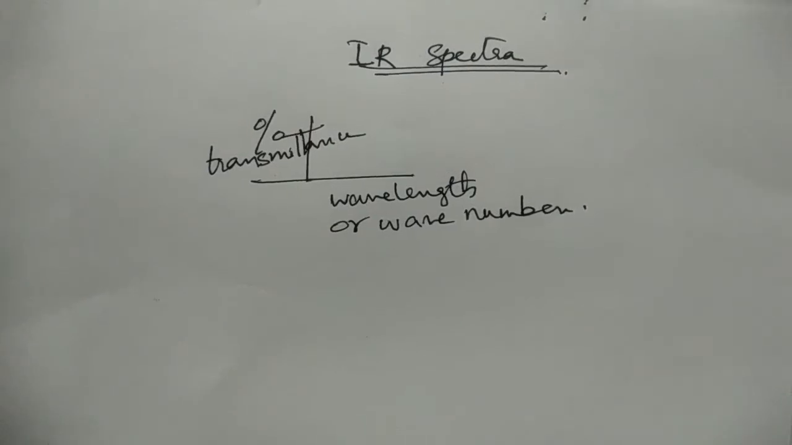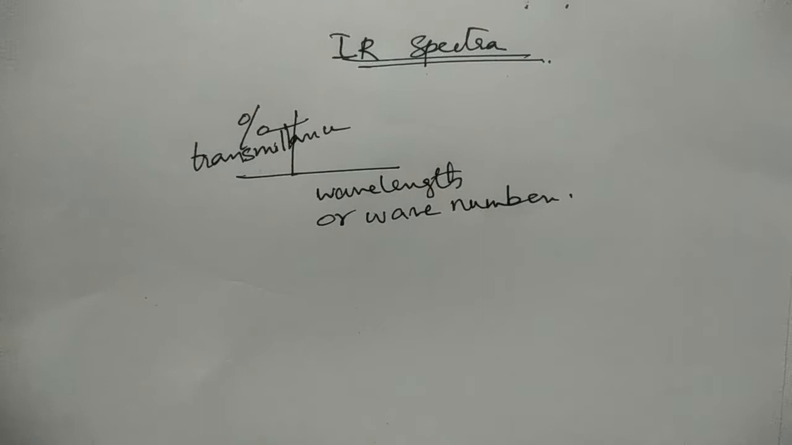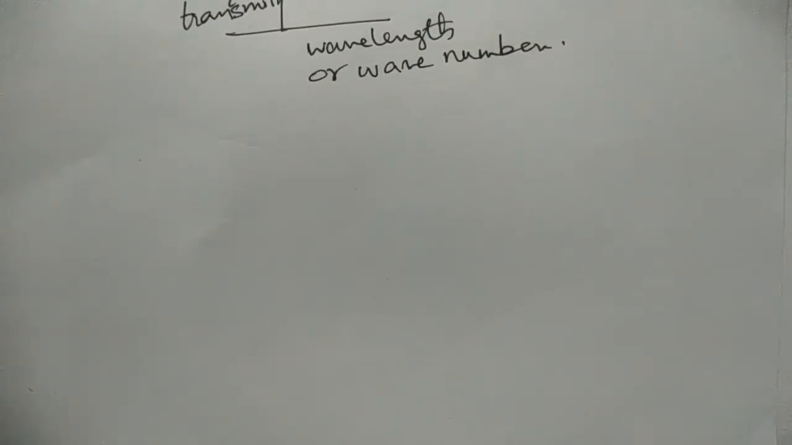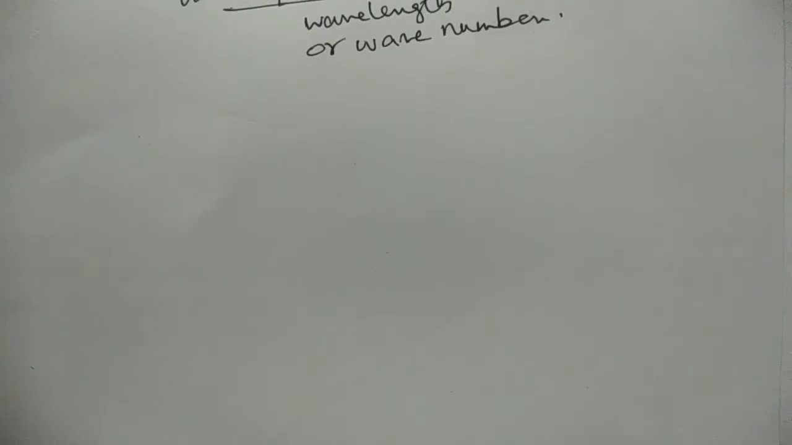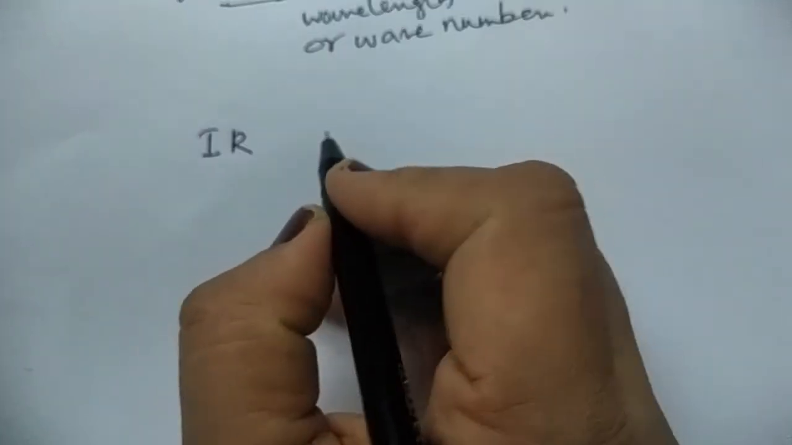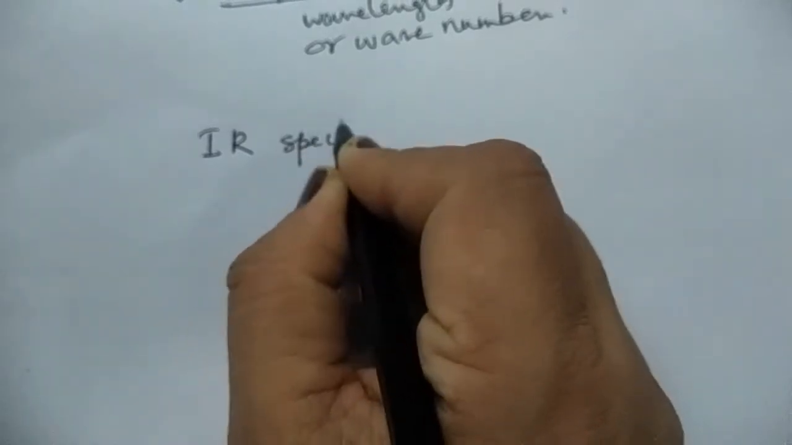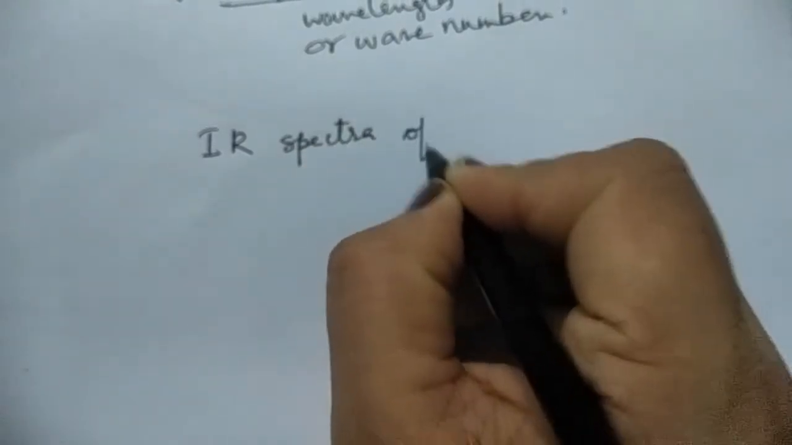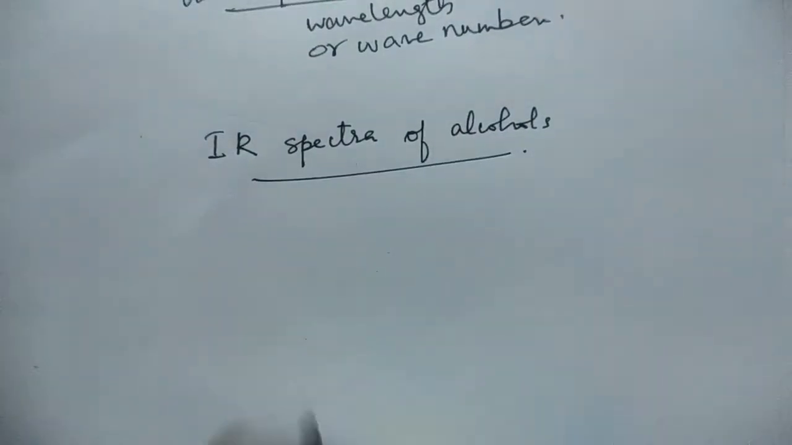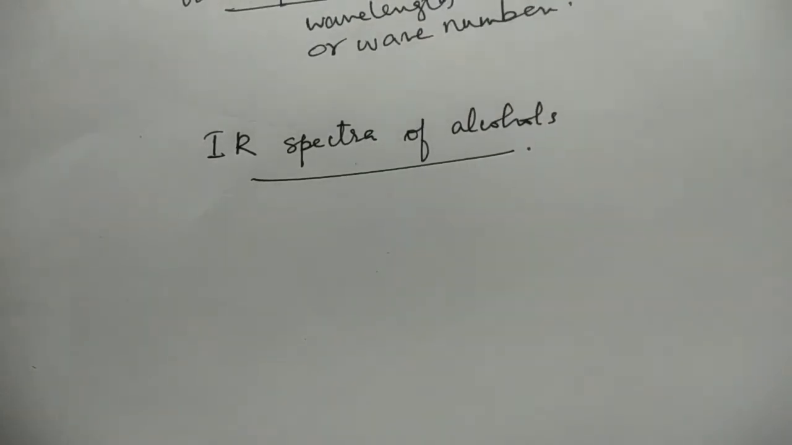So you have studied the theory of it. We will see the specific IR spectra of certain organic molecules. The first one we have got to study is IR spectra of alcohols. For that you should know the range of alcohol.